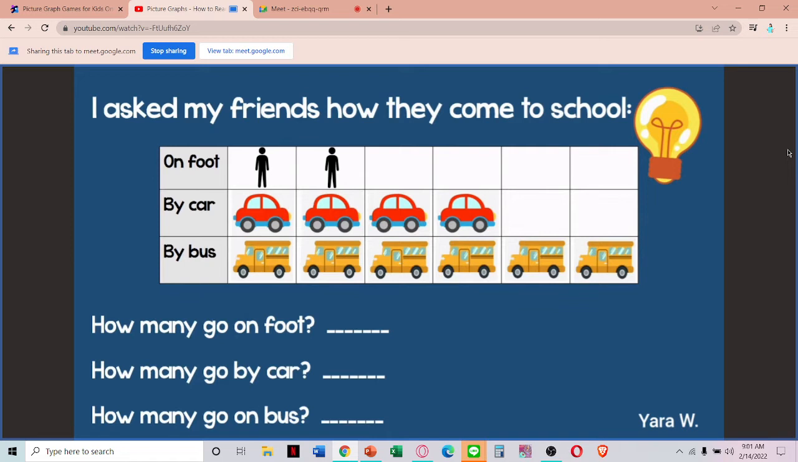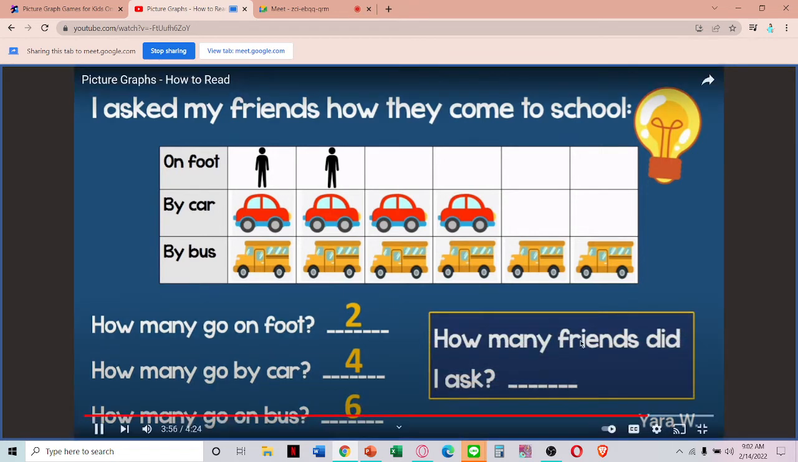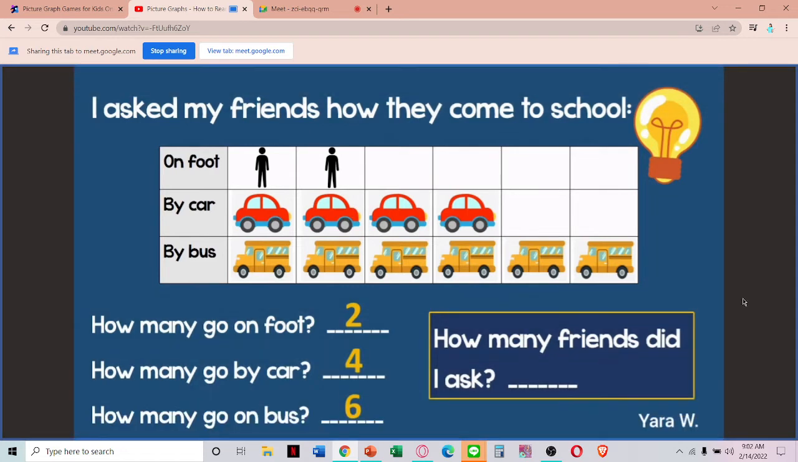Let's answer the questions. How many friends go on foot? How many go by car? And how many go by bus? And finally, how many friends did I ask? I want to know the total number of friends who answered the question. If I count all the friends who answered, I will find that they are 12.